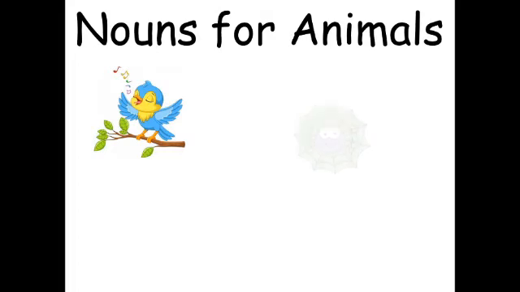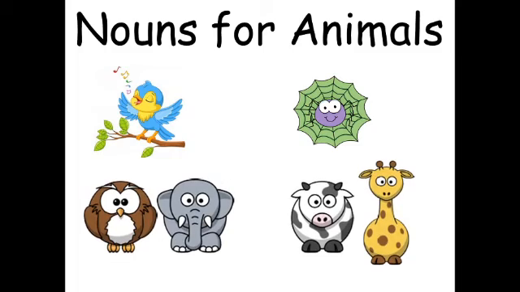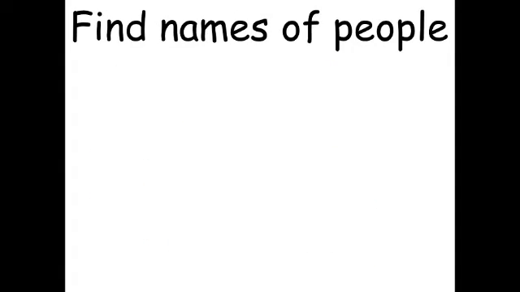Noun for animal. The bird is singing, the spider is lurking at the corner of your room. These are names of animals, and hence they are nouns. Have you ever been to a zoo? Have you seen an elephant with big ears? Elephant is a naming word, and naming words are called nouns.